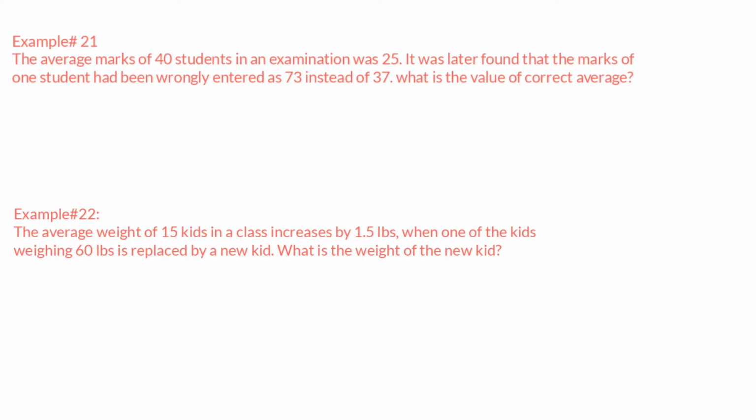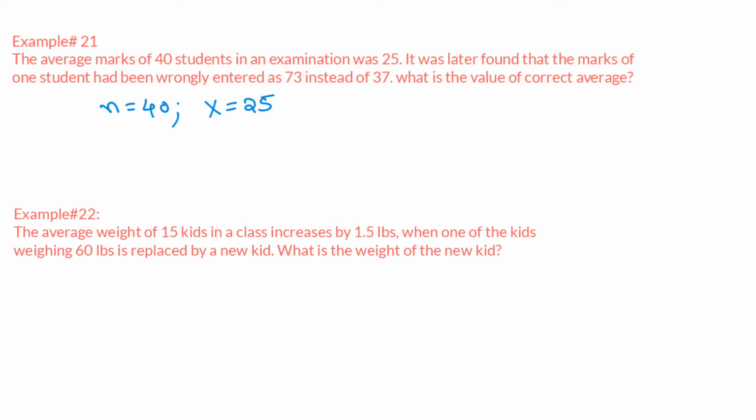The given question is, the average marks of 40 students in an examination was 25. It was later found that the marks of one student had been wrongly entered as 73 instead of 37. What is the value of correct average? Here, the value of n, that is the number of students, is equal to 40, and the existing average x is equal to 25.